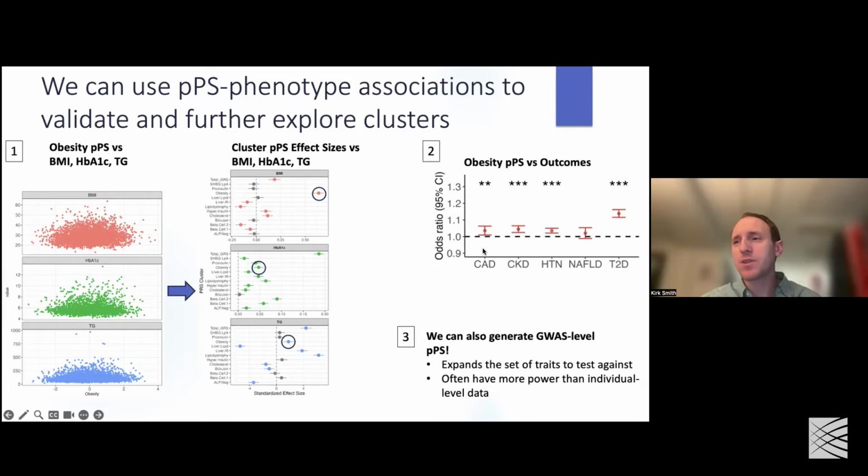And then while I won't go into detail on this today, I wanted to note that we're also able to generate cluster PPS at the GWAS level. And this can be a really helpful analysis because that means we can run this for traits that aren't available at the individual level, or perhaps if we want to take advantage of a larger sample size that a GWAS might have over an individual level cohort data set.